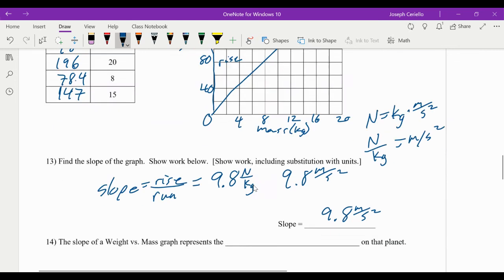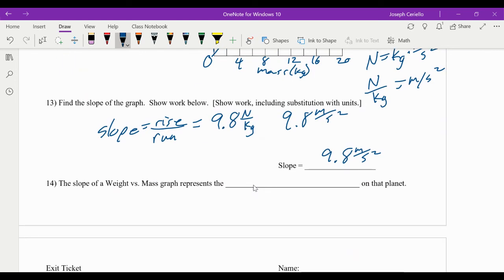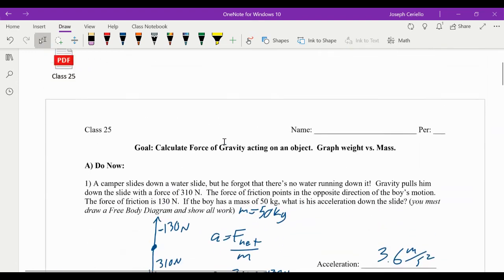There it is. So what does the slope of a weight versus mass graph represent? It represents the acceleration due to gravity on that planet. All right. So there we have it. If you have any questions, let me know. There was class 25.